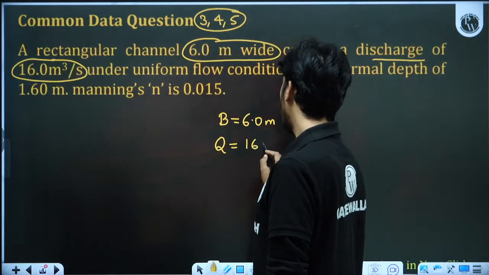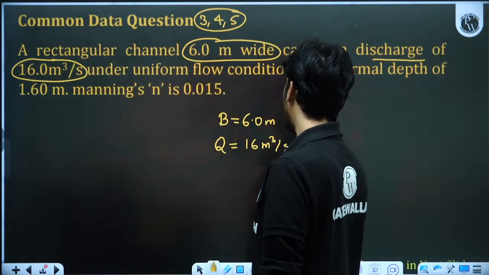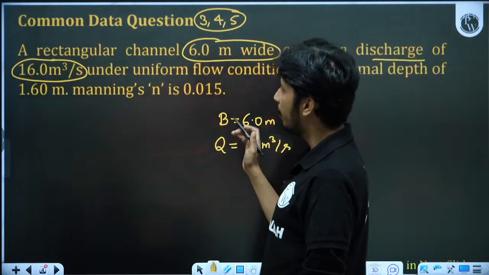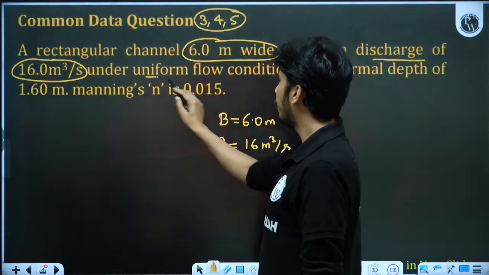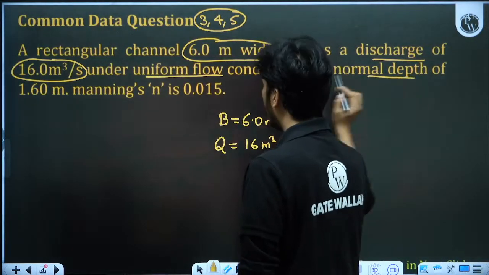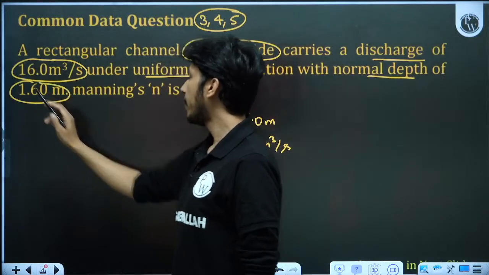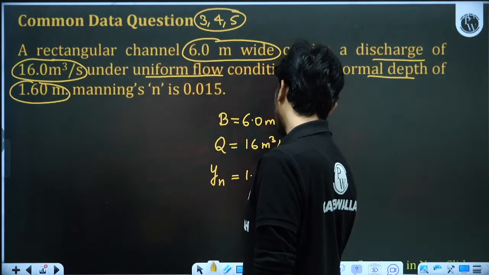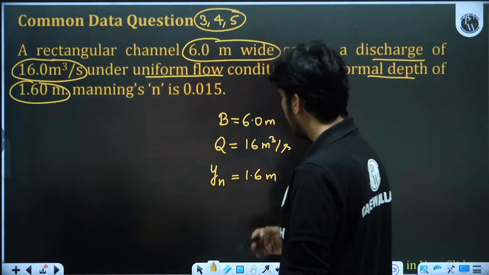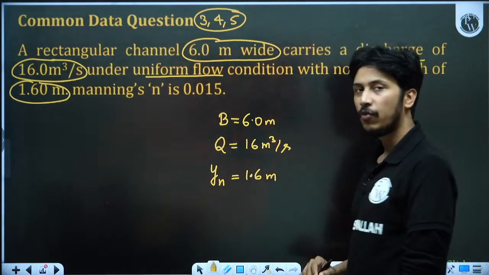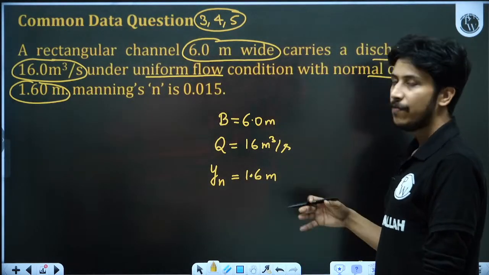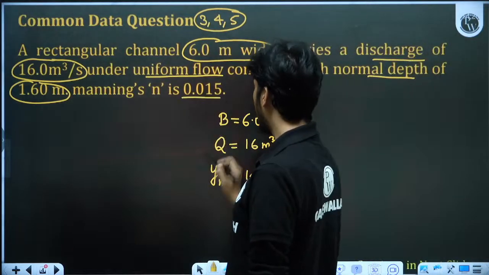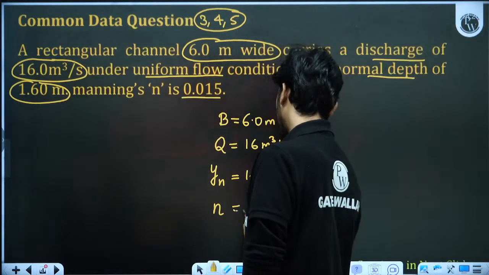If a small q is there, then it will be given as meter cube per second per meter, or meter square per second. Okay, so meter cube per second means capital Q. Uniform flow is there, and normal depth of the flow is 1.6 meter. This is yn or y, you can say yn or y. It is 1.6 meter. Because in GVF we generally say uniform flow as yn. In GVF we say y as GVF flow depth and yn as uniform flow depth. Manning's n is 0.015. These things are given.